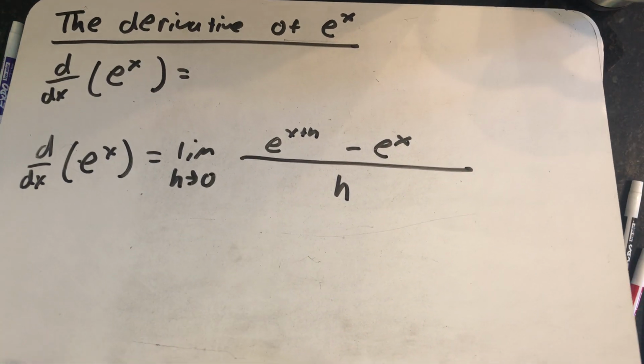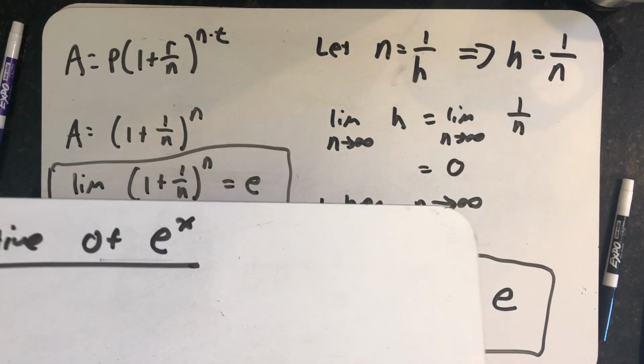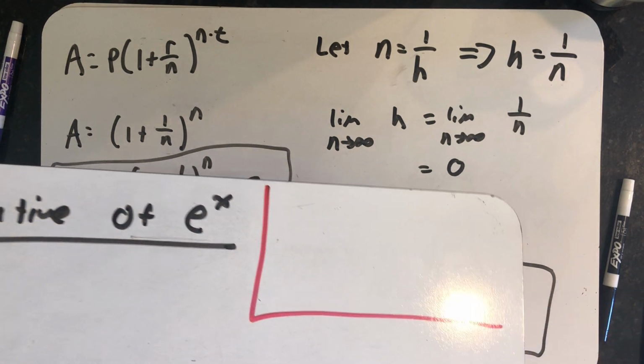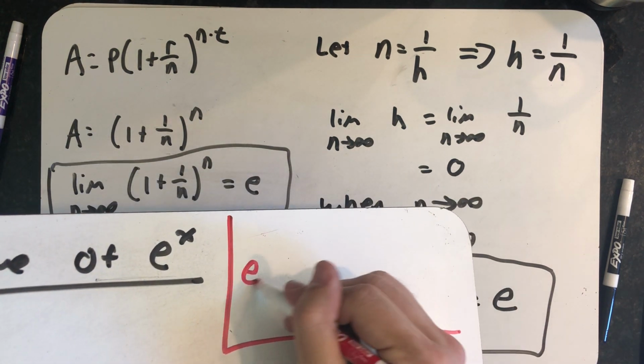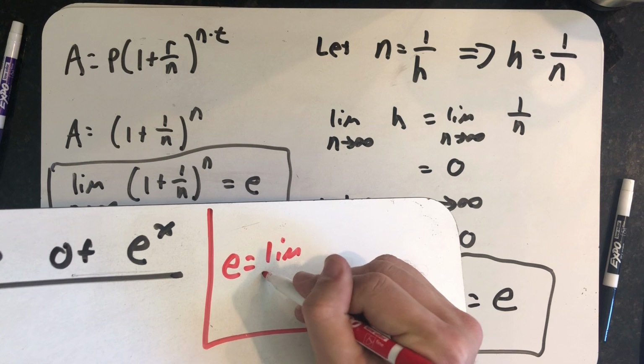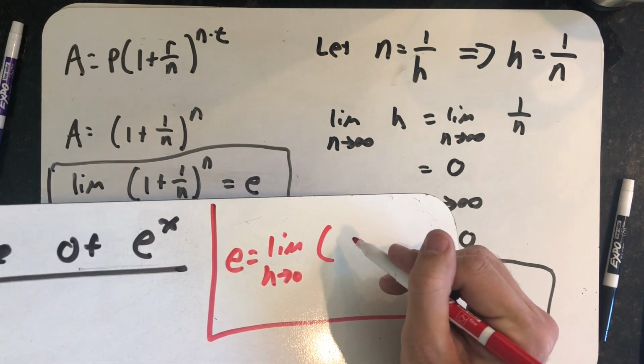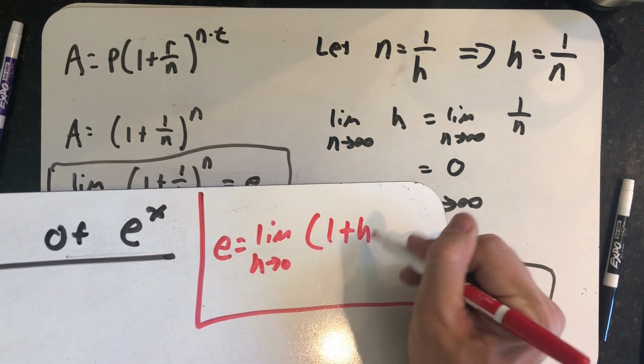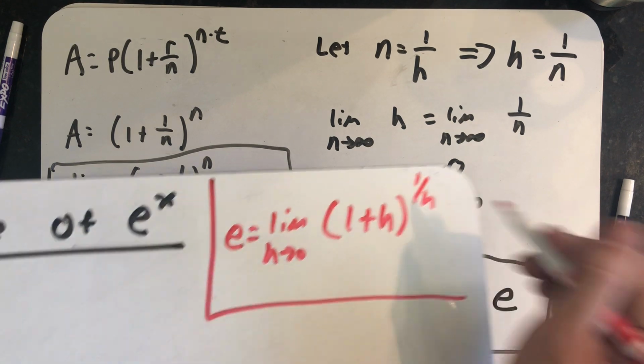All right, so I'm going to make a note of that. If I have the number e, I could think of that as the limit as h tends to 0 of (1 plus h) to the 1 over h.